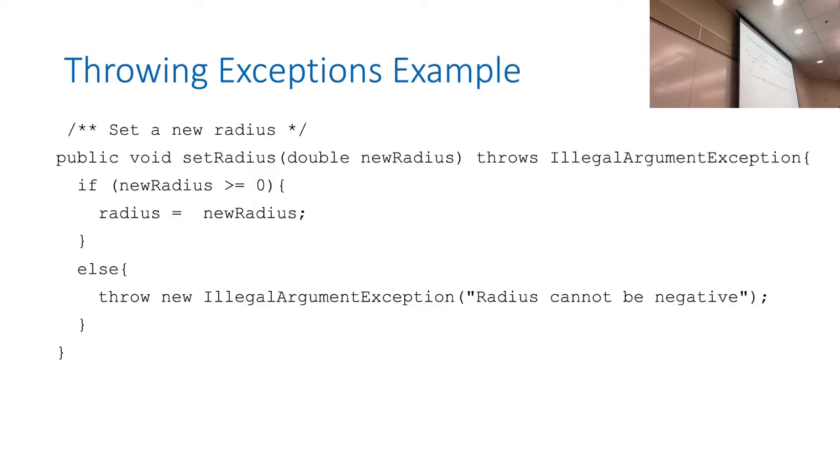So this, public void setRadius. You give it a radius. If radius is greater than 0, then fine. Else, throw a new IllegalArgumentException, "Radius cannot be negative." And note the name, illegal argument exception. It is explicitly telling you that the argument provided to this method was illegal, bad, not allowed. That's why the program crashed.